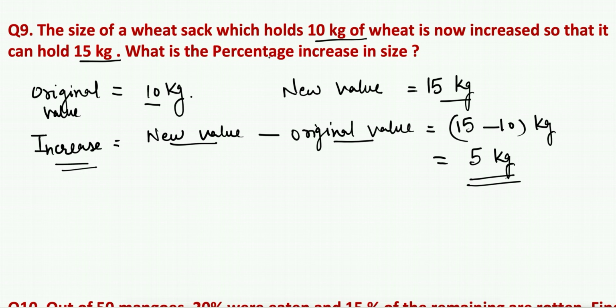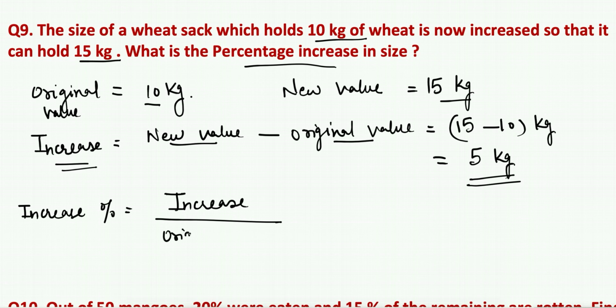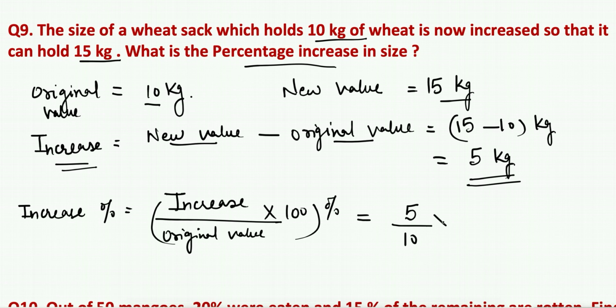Now we have to find the percentage increase. So for the percentage increase, we'll put the formula: percentage increase is equal to increase divided by the original value multiplied by 100 into percentage. And what is the increase value? That is new value minus original. It comes to 5 kg. And what is the original value? 10, multiplied by 100 into percentage sign. Here it comes to 50%.